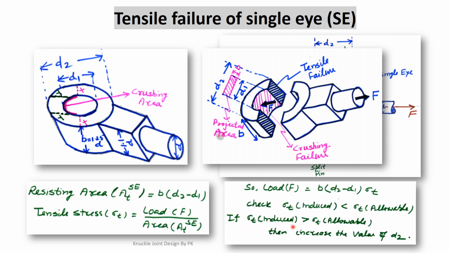Suppose the tensile stress which is induced inside the metal is more than the allowable stress, then we have to increase the value of D2. One way to achieve this is we put the value of F in this equation, we put the value of B, we put the value of D1, we put the value of sigma T allowable here and find out the value of D2 from this equation.